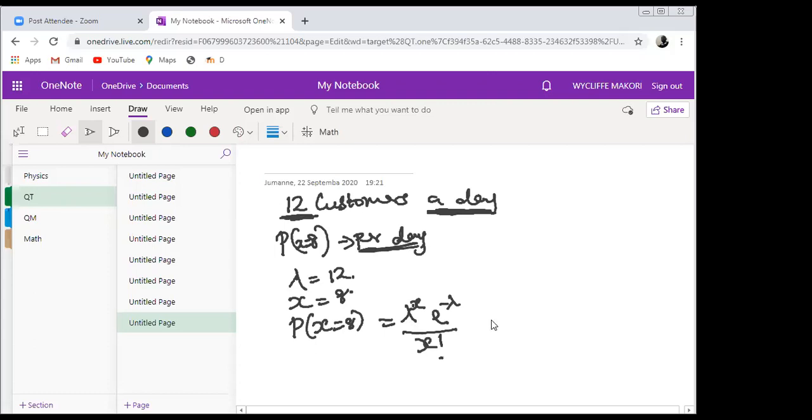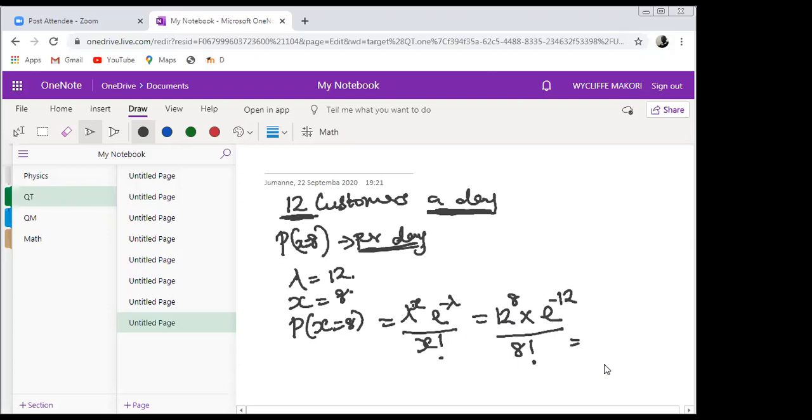So we shall come here and we do 12 power x. Our x is 8, times the Euler's constant, which is e power negative lambda, which is now negative 12. Because lambda is 12, we raise it to power negative 12, and then we divide by x factorial. X factorial is going to be 8 factorial here. So if we work that out, what are we going to get?